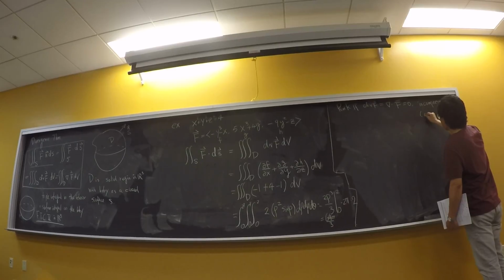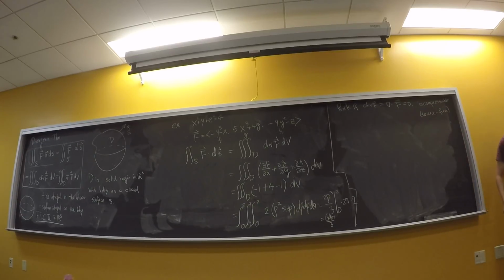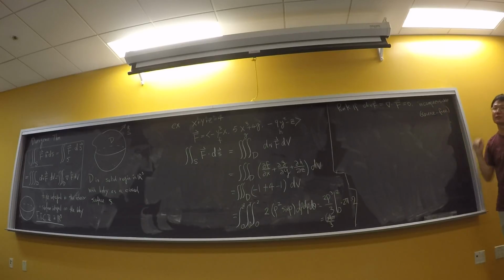In a book, it's actually called source-free. Incompressible is actually much more widely used in literature. Incompressible actually means there's no source, there's no sink. You cannot generate, for a vector field satisfying this equation, you cannot sink in more fluid if your fluid is flowing with respect to this vector field. So in other words, it is incompressible.